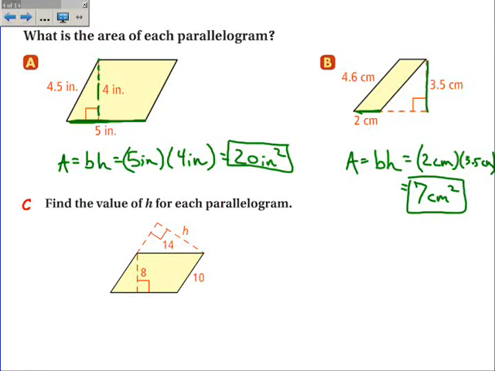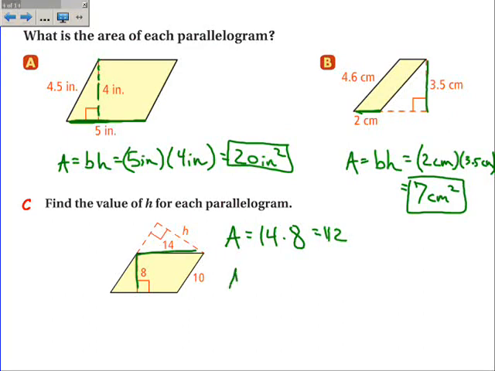Okay, let's see here, find the value of h for this parallelogram. Okay, now h is a height, and the corresponding base would be 10, okay? But I can't use that to find my area because I don't know the height. So I will need to use the pair that I do know, 8 and 14, to find the area of this parallelogram. So the area is equal to the base of 14 times the height of 8. Okay? Now 14 times 8 is 112. Okay? So the area of this parallelogram is 112. No matter how we look at it, it's always going to be 112.